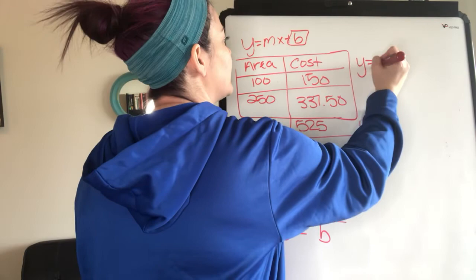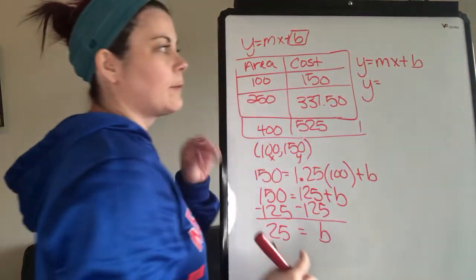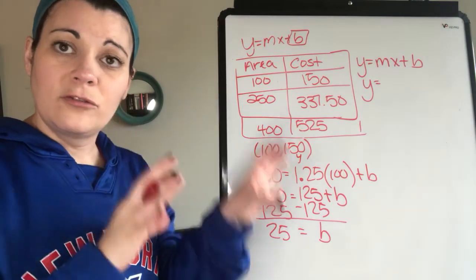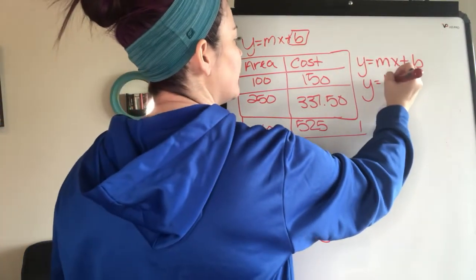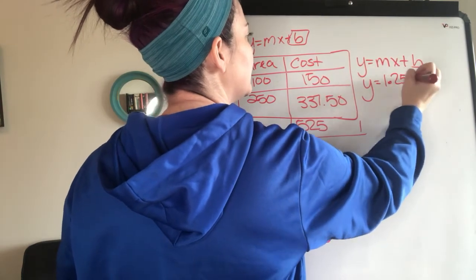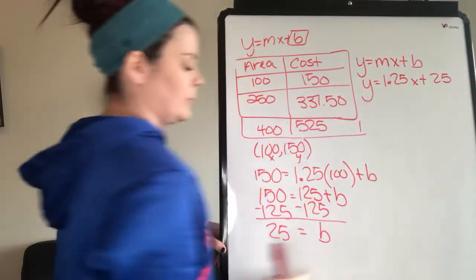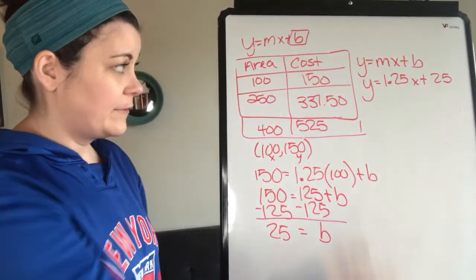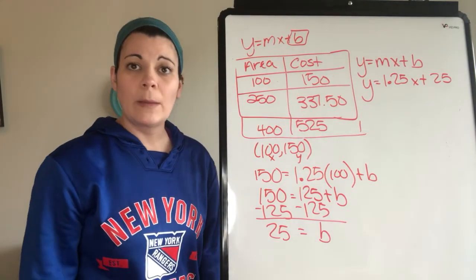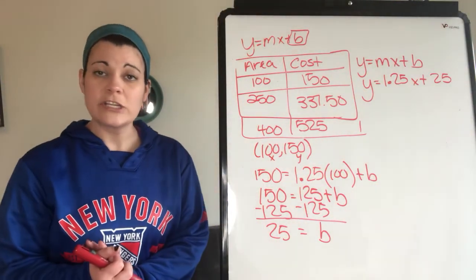So y equals mx plus b. y equals, I never write the y and the x when I'm writing the equation. y equals, m was 1.25, 1.25x, plus b was 25. So the equation for that table is y is equal to 1.25x plus 25. And that is how you write equations from word problems.